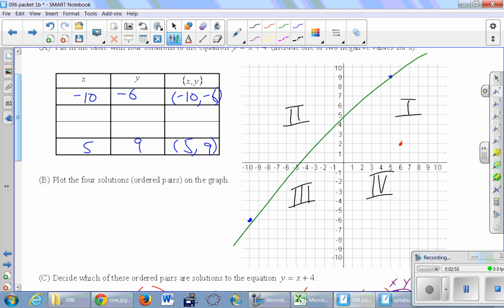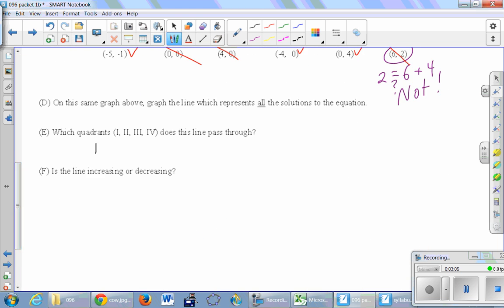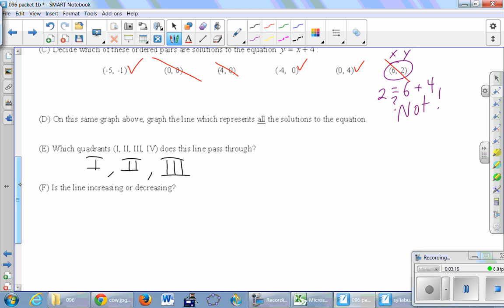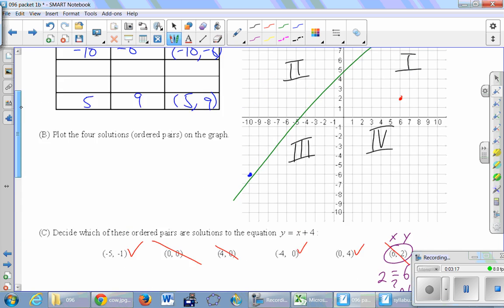Generally, we use Roman numerals for the quadrants. So which quadrants does that line pass through? 1, 2, and 3. Okay, and then the last question is just another vocabulary one. It says, is the line increasing or decreasing?